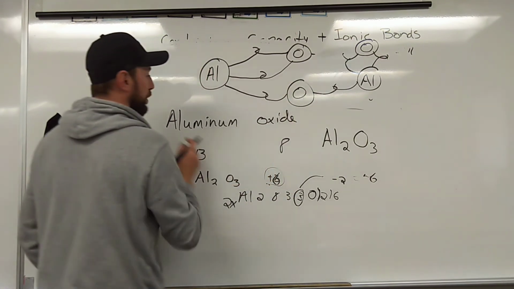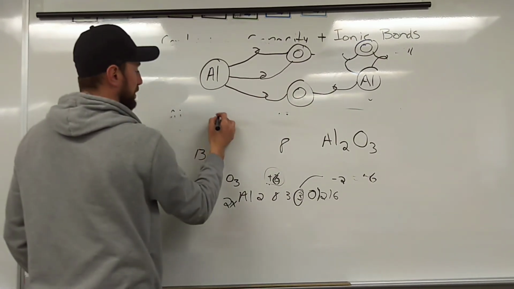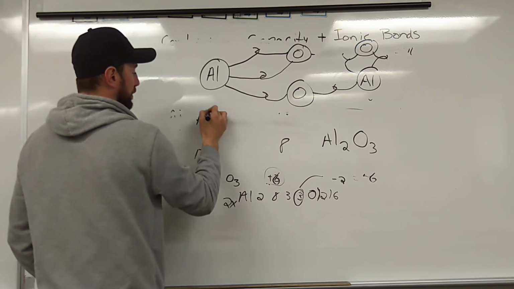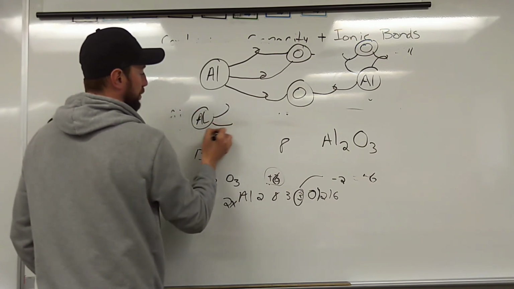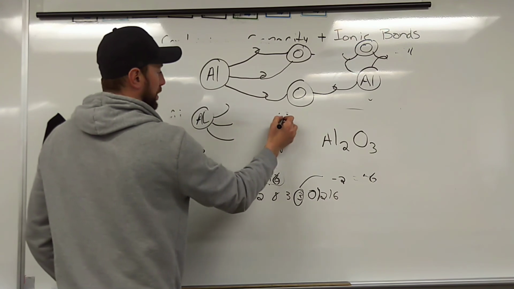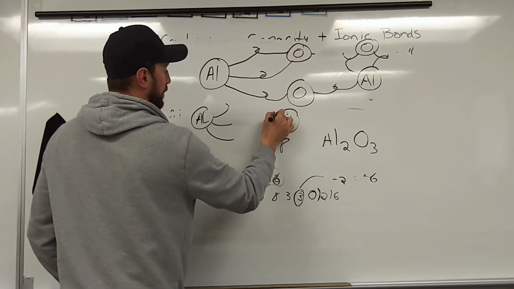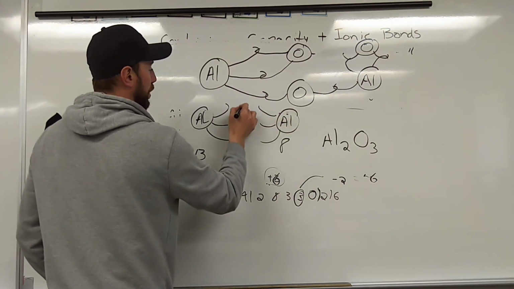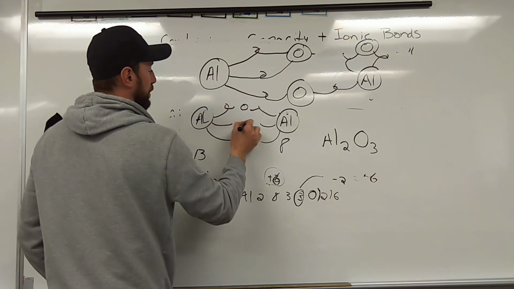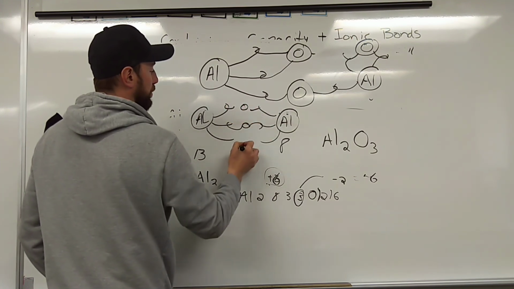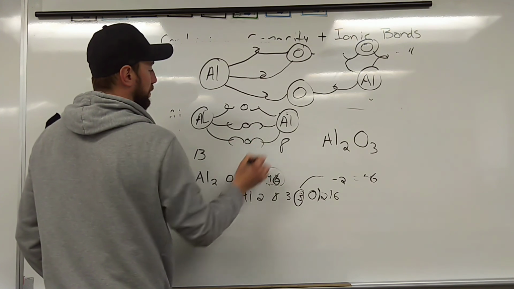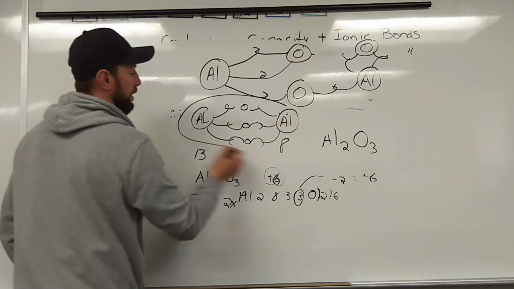A nicer, cleaner way to draw it is like this. Al, 1, 2, 3. Al, 1, 2, 3. Oxygen, 1, 2. Oxygen, 1, 2. Oxygen, 1, 2. Okay, there is a hook ball diagram.